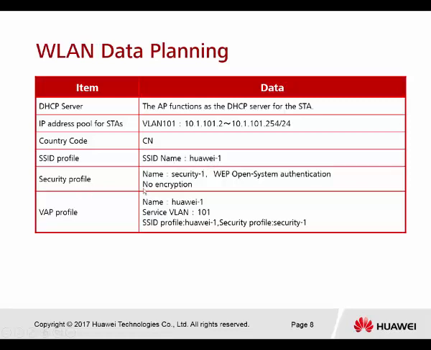Security profile: the name is security-1, WEP, open system authentication, and no encryption, so it's free to connect. VAP: the name is Huawei-1, service VLAN is 101, SSID profile will be Huawei-1, and security profile I will use security-1.